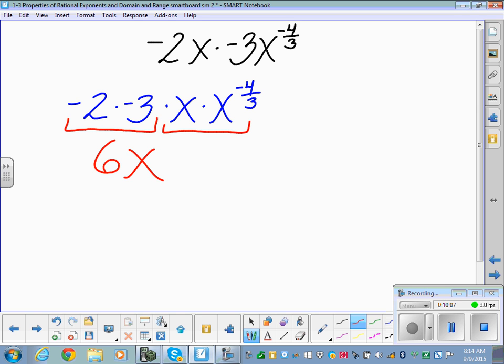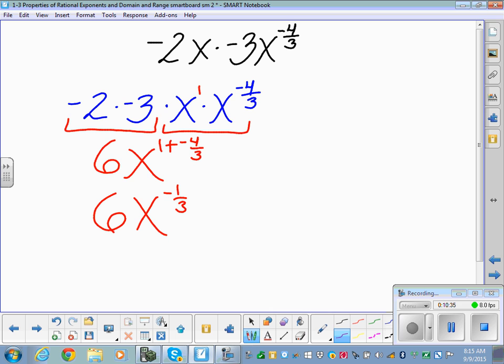So we'll have x to the, well, what's the exponent on x? 1. Good, you guys are seeing that. So we'll have 1 plus negative 4/3. Negative 1/3. Okay, good. So you did that on your calculator, and you got negative 1/3. So we have x to the negative 1/3. All right, now do we have questions? Sorry, I get going too fast. Are we okay with that, everybody?